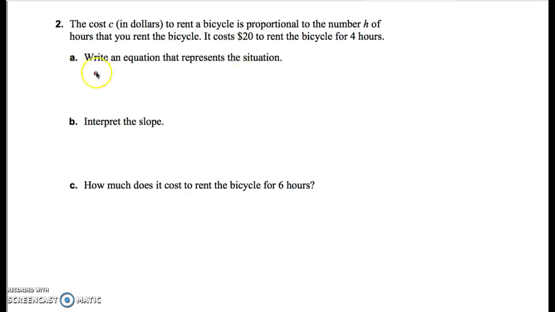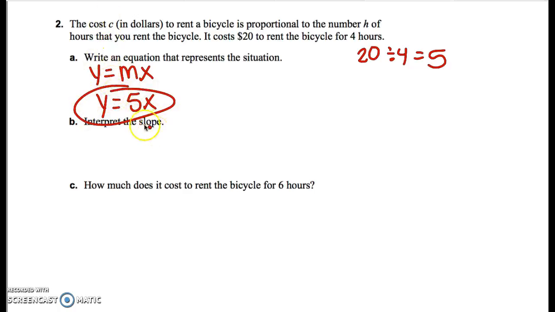So remember, our equation will look like this: y equals mx. M is your slope. The slope is your constant. What is it that you are paying every single hour? Well, if it's $20 to rent it for 4 hours, 20 divided by 4 is 5. It would be $5 per hour. So our equation is y equals 5x. Interpret the slope. Well, my slope is 5, and we've already covered this. What that means is it is $5 per hour to rent the bike.